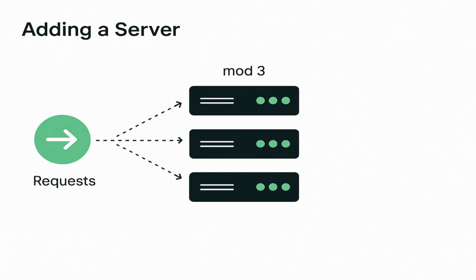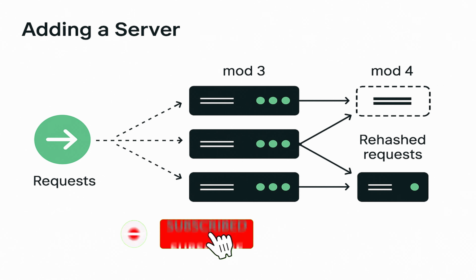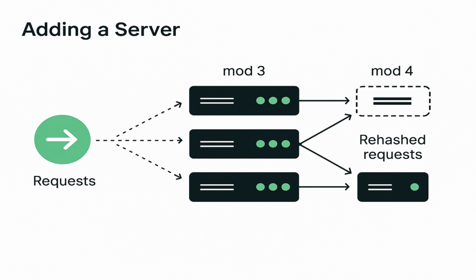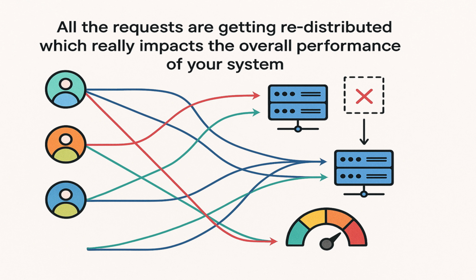The first scenario is adding a new server. In this existing 3 server system, suddenly there is a huge traffic load and you need to add a new server to handle more traffic. Now instead of mod 3, your formula changes to mod 4. This simple change breaks the whole mapping. Most requests are now sent to different servers. That means rehashing everything, which will cause delay and overload.